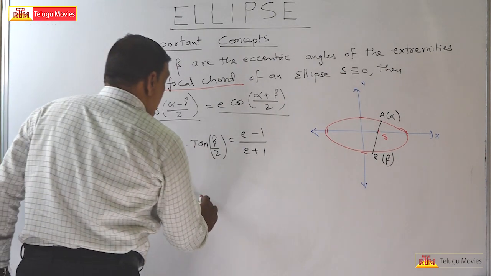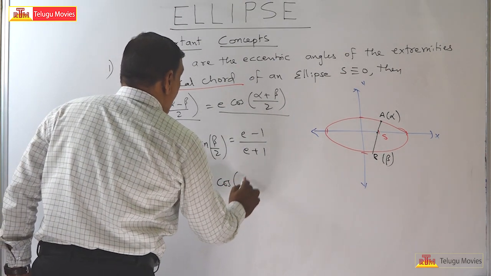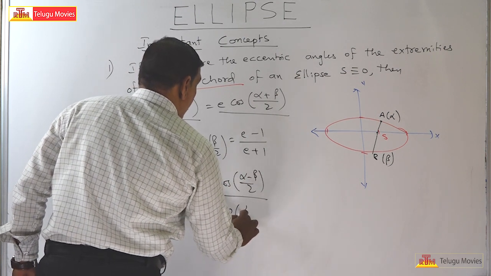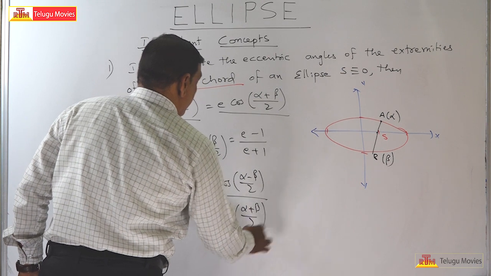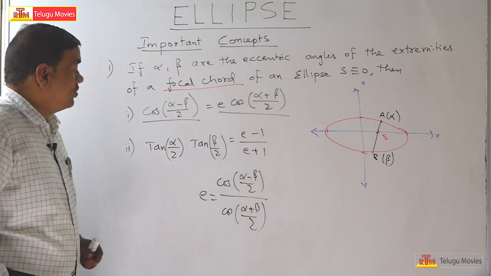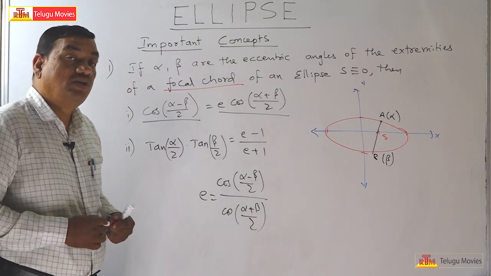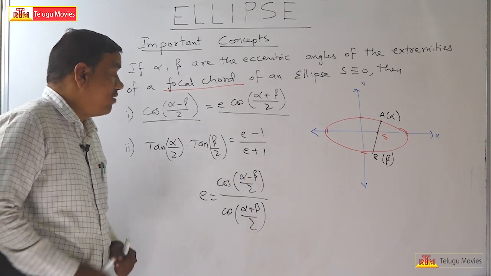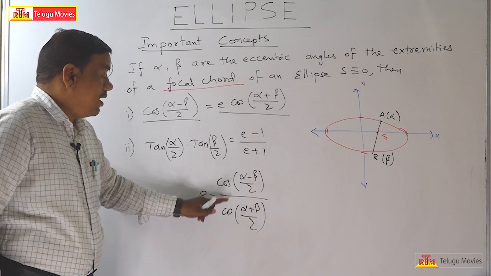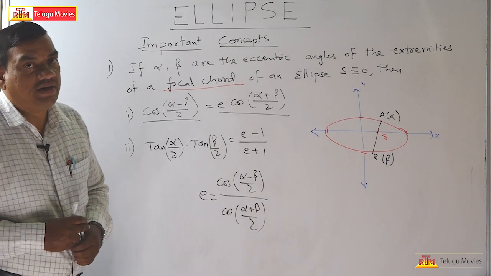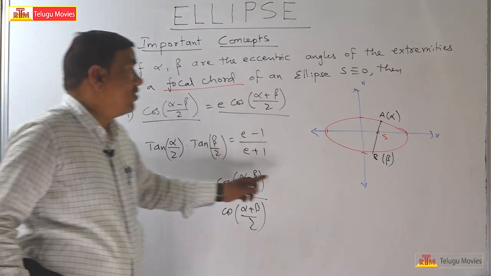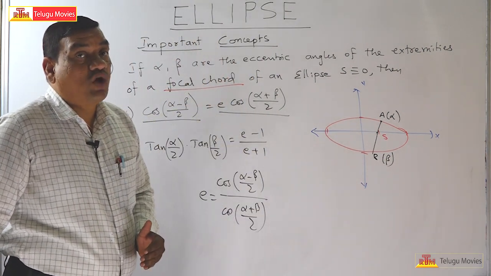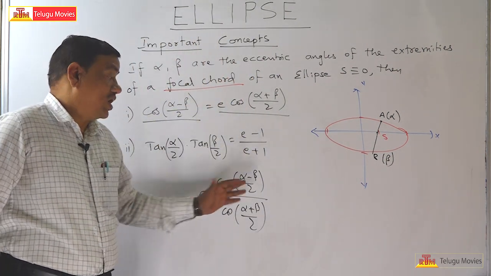That means e is equal to cos of (alpha minus beta) by 2 upon cos of (alpha plus beta) by 2. So, if you want to find the eccentricity of the ellipse, it is given by cos of (alpha minus beta) by 2 upon cos of (alpha plus beta) by 2, where alpha and beta are the eccentric angles of the extremities of the focal chord.